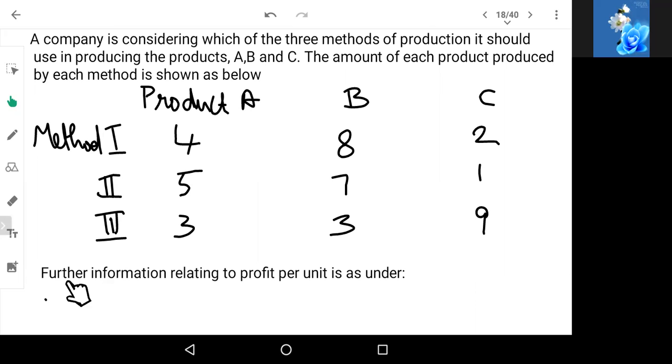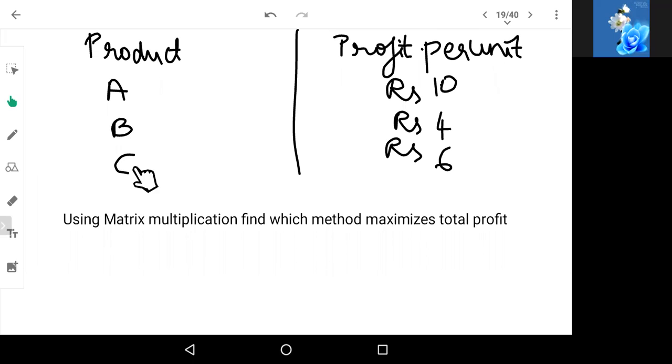Now, further information relating to profit per unit is as under. So they are giving us profit related data. Now, what is that profit related data? For product A, B, C, what is the profit per unit? Okay, so this is the profit per unit data. And if you see here, using matrix multiplication, find which method maximizes total profit. So out of method 1, 2, 3, which method will increase the profit? That we have to find out.